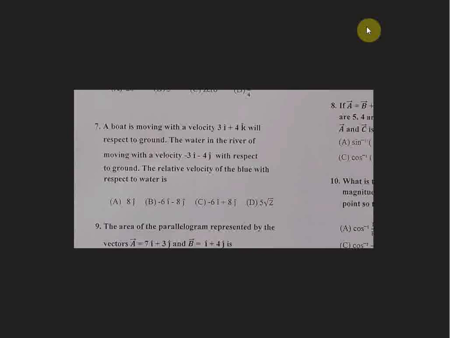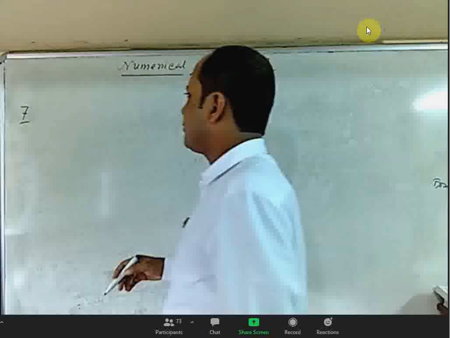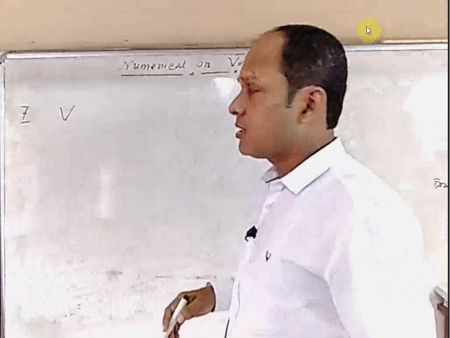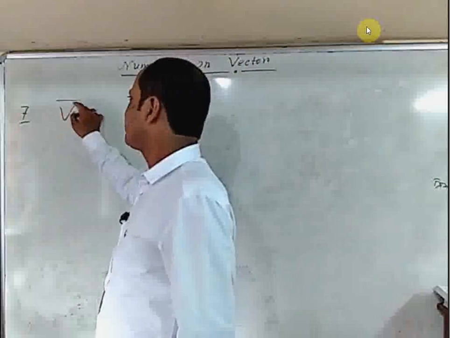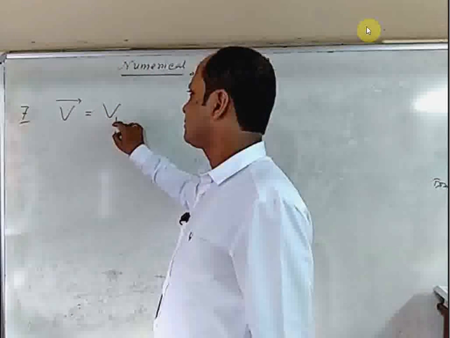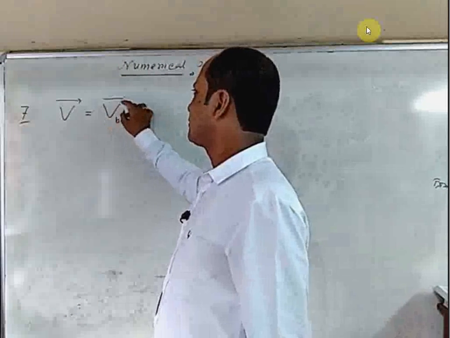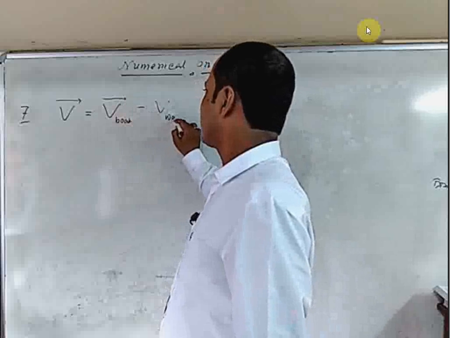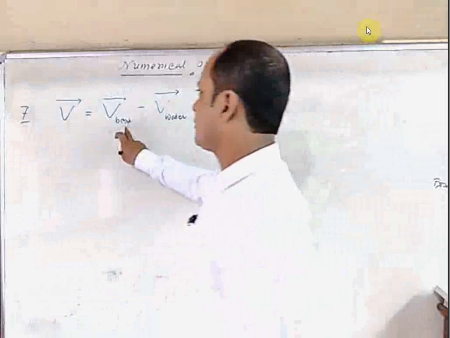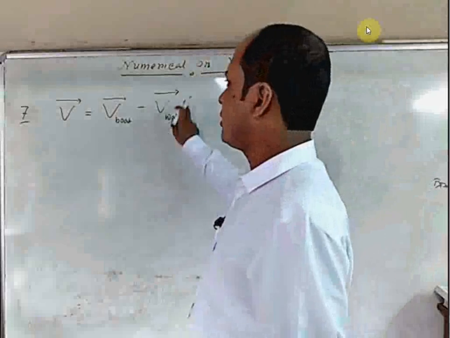Okay, so write down. The relative velocity of the boat with respect to water is V boat vector minus V water.